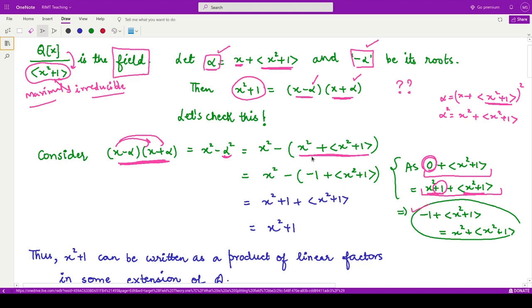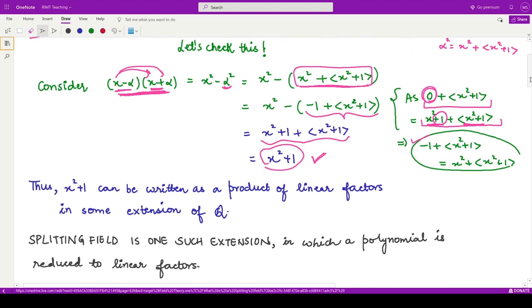So we can substitute x square plus the ideal generated by this with this, right? Now you can open up the bracket, so you will have x square plus 1 plus the ideal generated by this. Ultimately this is equivalent to x square plus 1. So we have written the product of these two terms as x square plus 1. Now this was a very simple case. Can we do this for every kind of polynomial? Let us have a look at this answer.